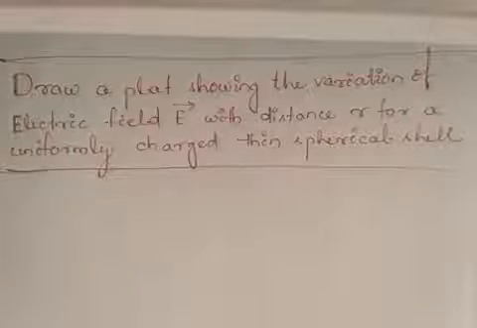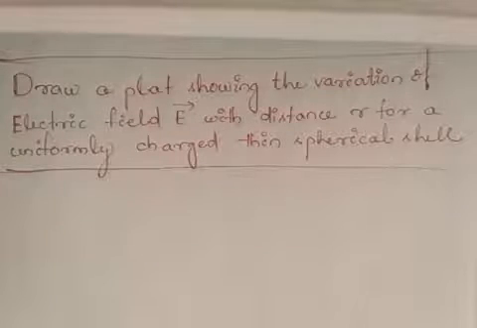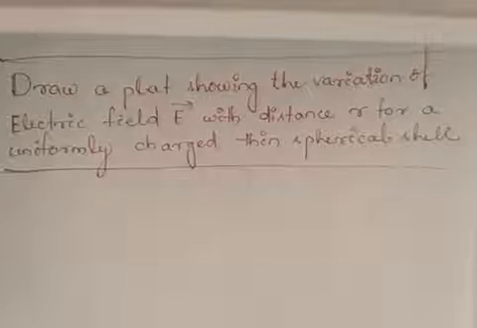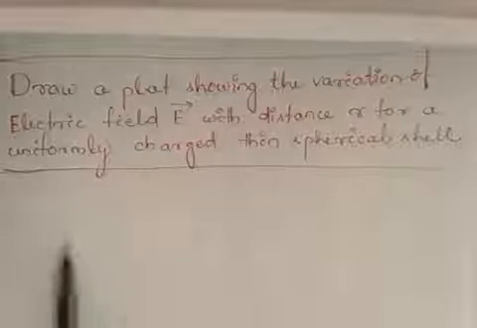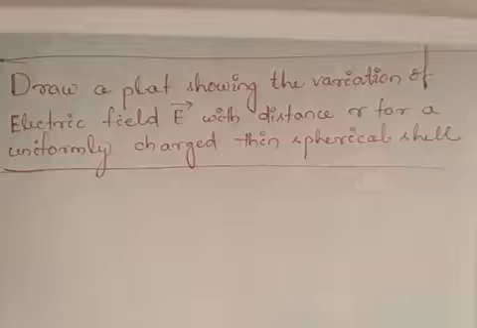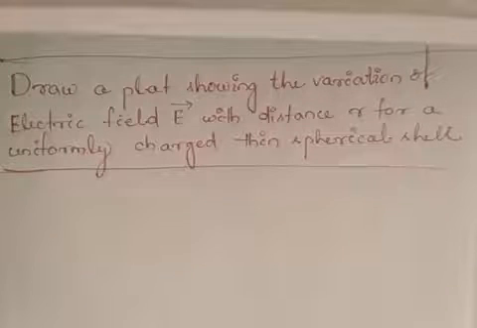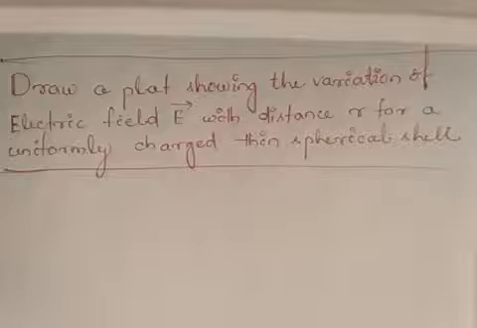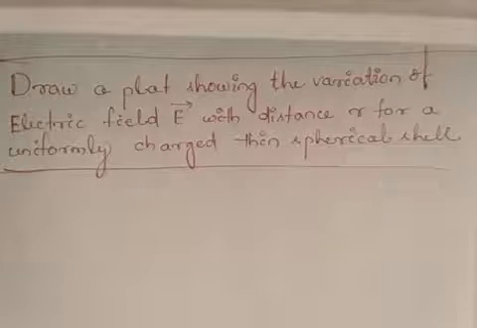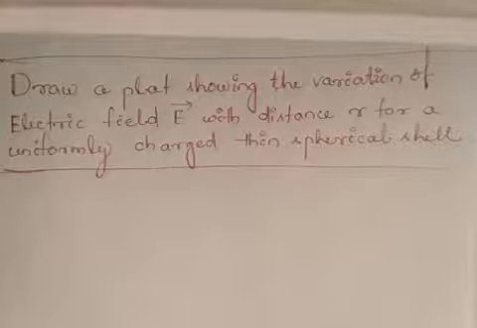Hello everyone. So here we are for a physics activity. As you can see, it has given: draw a plot showing the variation of electric field E vector with distance r for a uniformly charged thin spherical shell. So we will see the variation of electric field with the distance r at which the electric field is to be calculated for a thin spherical shell.